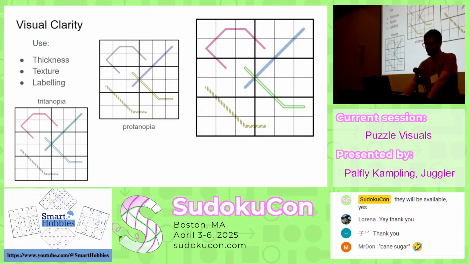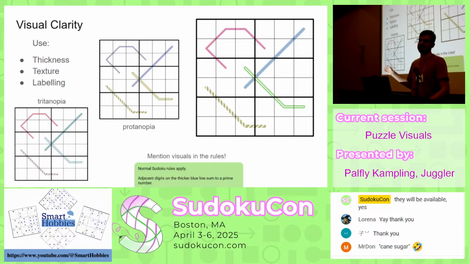And yeah, if you do this, don't forget to mention the rules, because if you don't put in that the hollow line is one and the non-hollow line is the other, colorblind people still won't be able to tell.